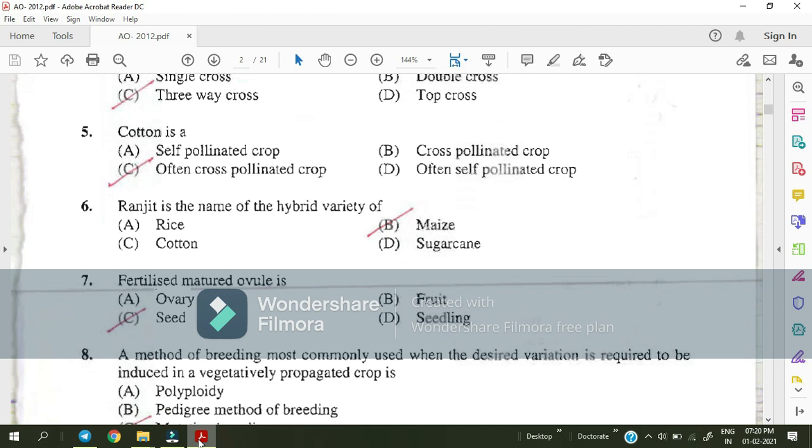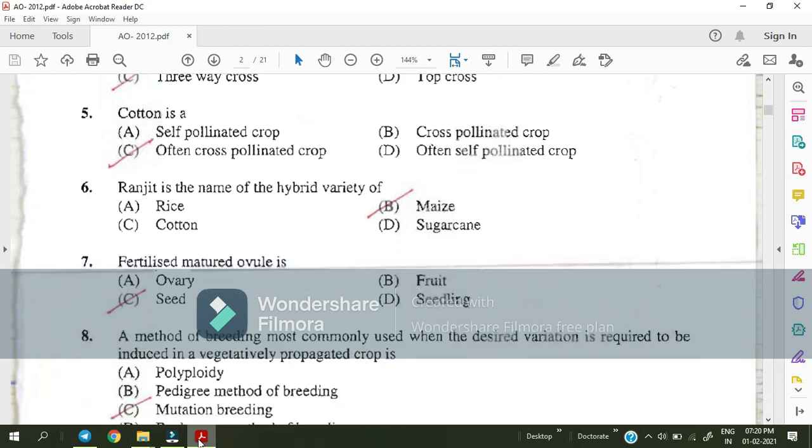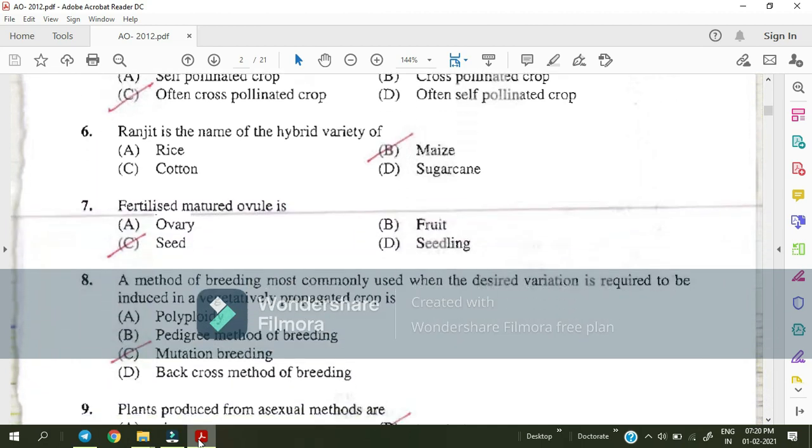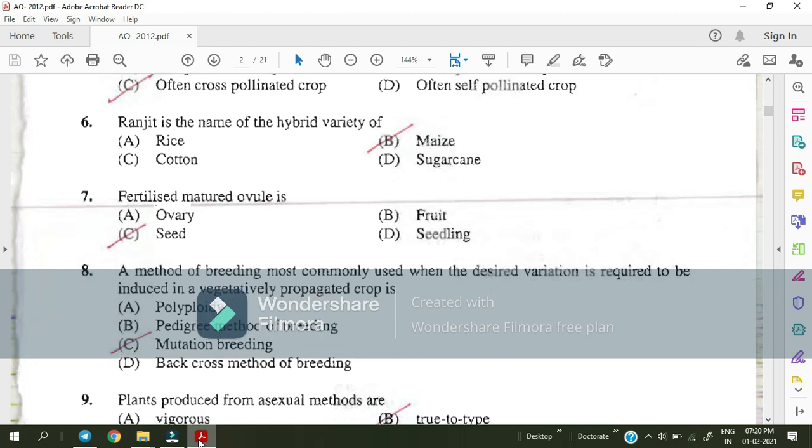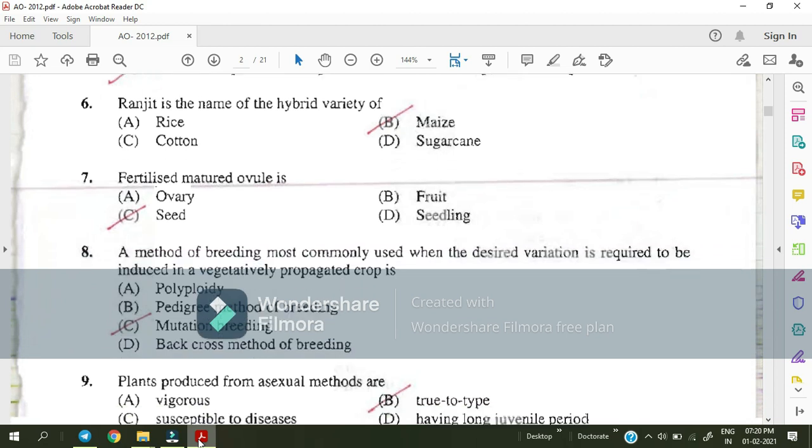Seventh question, fertilized mature ovule is seed. Eighth question, a method of breeding most commonly used when the desired variation is required to be induced in a vegetatively propagated crop is mutation breeding. So desirable variation when mutation breeding, desirable character like insect resistance, pest resistance when backcross method.